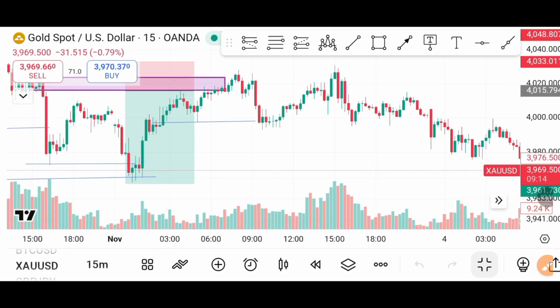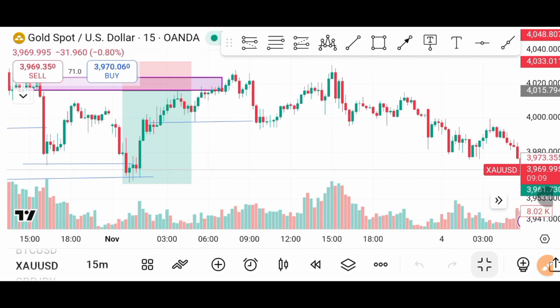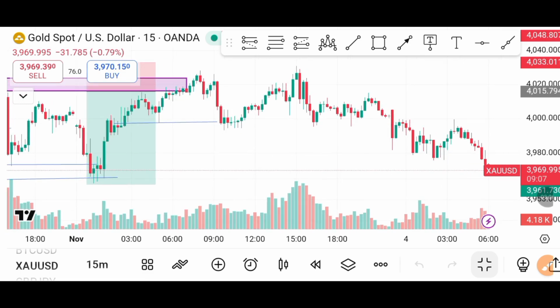So guys, this is a recap of what played out. You can see a massive push to the downside. All right, we are not joking on this channel.